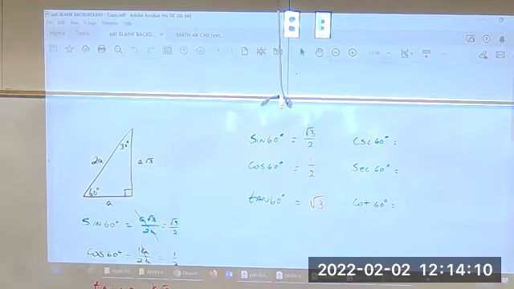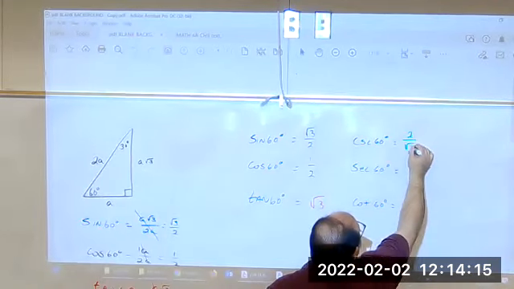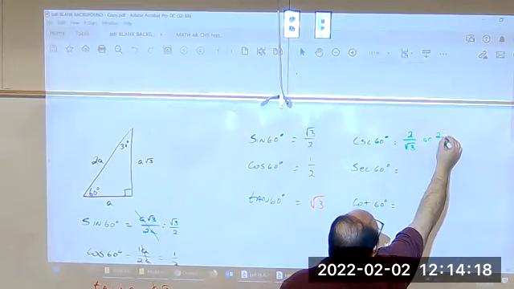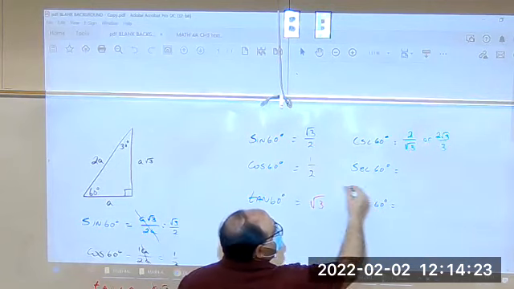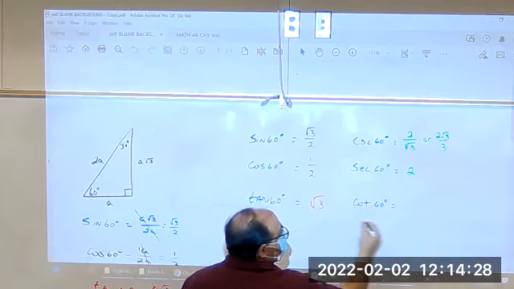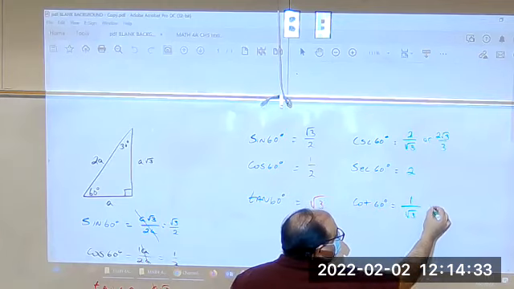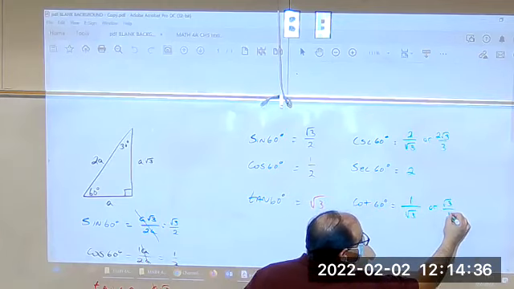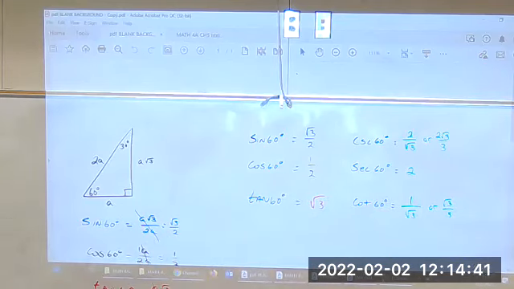And then do your reciprocal thing. This would be 2 over the square root of 3, or 2 square root of 3 over 3 if you rationalize. The reciprocal of 1/2 is just a 2. And the reciprocal of square root 3 is 1 over square root 3, or square root 3 over 3 if you rationalize. Now, 30 degrees and 60 degrees exist in the same triangle.